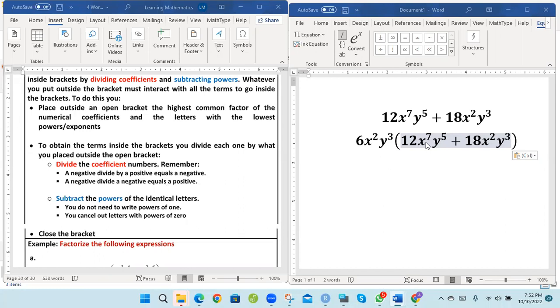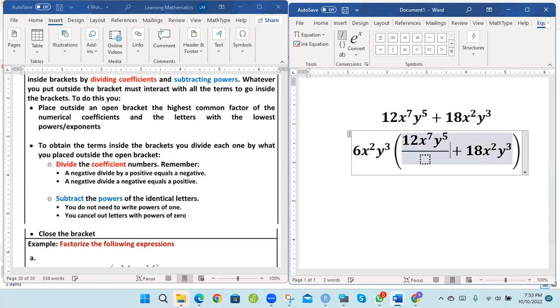And we have to divide the coefficients and subtract the powers. You can remember when we were expanding, we were multiplying the coefficients and adding powers. Reverse process: divide the coefficients and subtract powers. They both have to be divided by this, the 6x squared y cubed. Let's copy it. They both have to be divided by what is outside of the bracket so that we can know what's coming inside of the bracket.